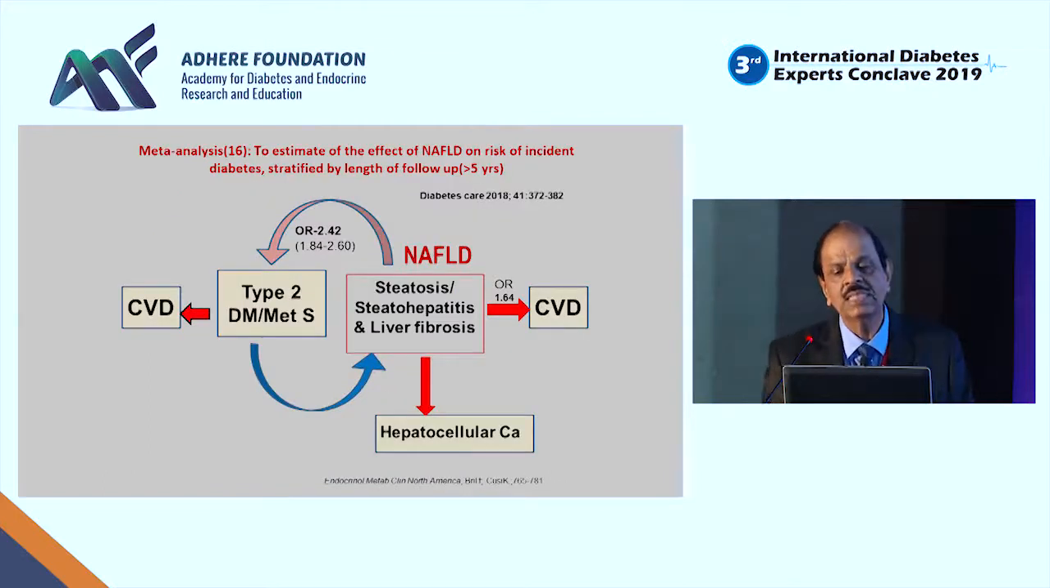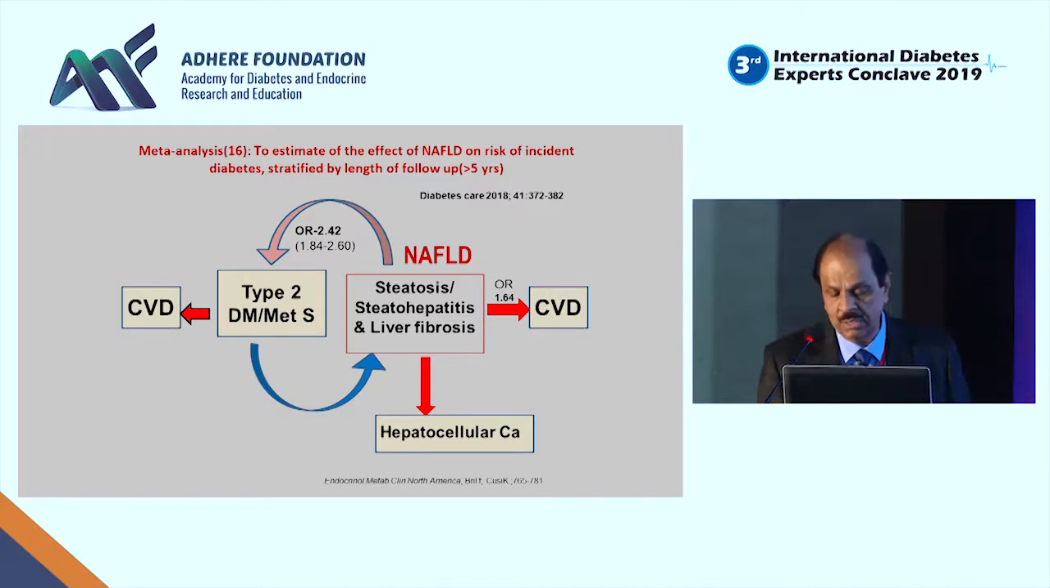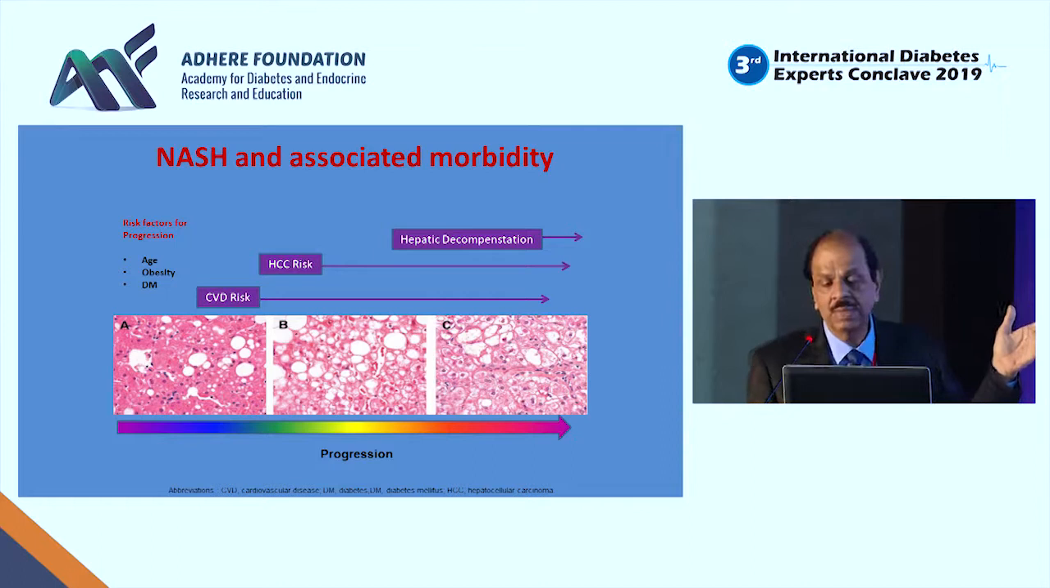A meta-analysis of 16 studies estimated the effect of NAFLD on the risk of incident diabetes, stratified by length of follow-up of 5 years, published in Diabetes Care, showing that NAFLD substantially increases the risk of diabetes, as well as cardiovascular disease, and steatosis itself has a 64% increased risk of cardiovascular disease. What is interesting is that you can get cardiovascular disease in a patient when the patient has NAFLD. So NAFLD is a CV risk problem. So there's a 64% increased CV risk. There is also risk of hepatitis C virus and of course hepatic decompensation.